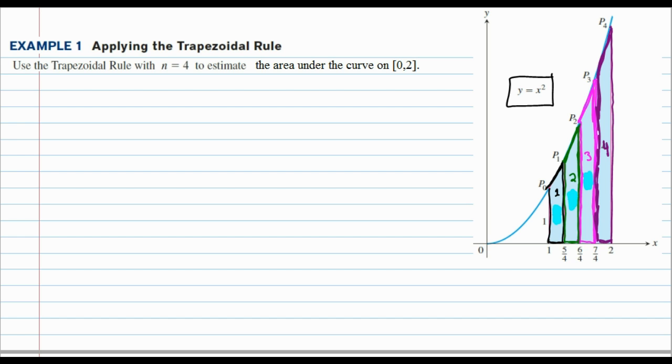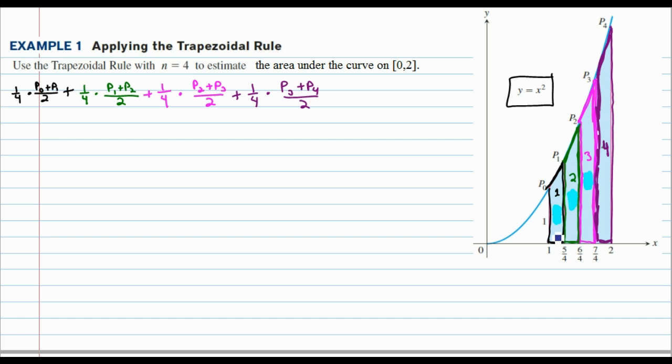I'm going to show you a little bit more of a concrete example here. We're going to use the trapezoidal rule with n equals 4 to estimate the area under the curve, and we're going to do 1 to 2 because that's how the picture is drawn. So I'm changing the problem a little bit. I'm dividing that into 4 different trapezoids. Okay, so I will show you the first phase where you could just simply calculate each of the 4 trapezoids.